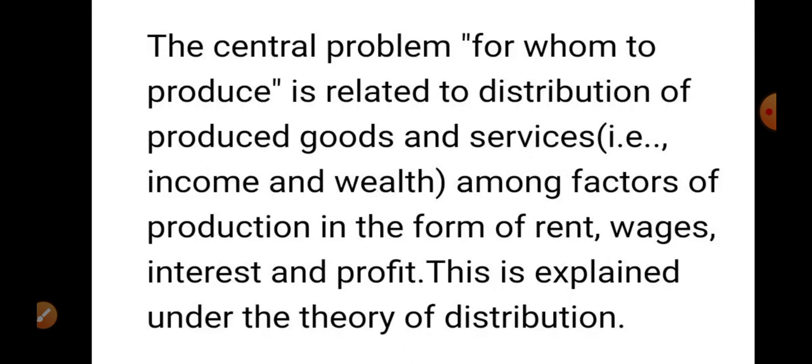Now, the third problem is for whom to produce. For whom to produce is related to selection of people. That is, if we talk about economics, in economics society is always divided into two sections, poor and non-poor. That is, poor and rich. So those who are able to purchase goods and services at market price are non-poor. Those who are not able to purchase are poor. So the economy has to decide for whom it wants to produce the goods.